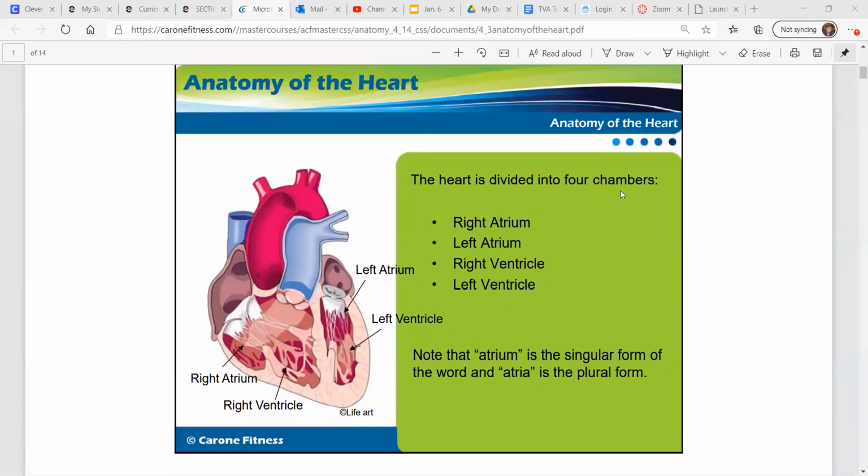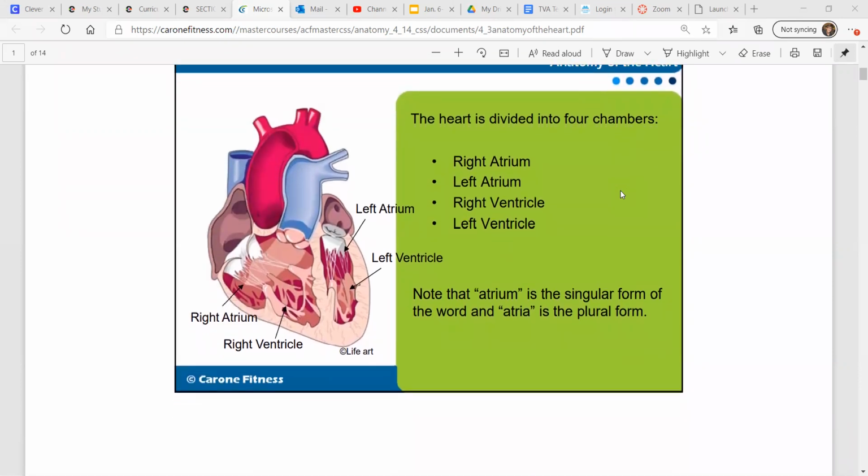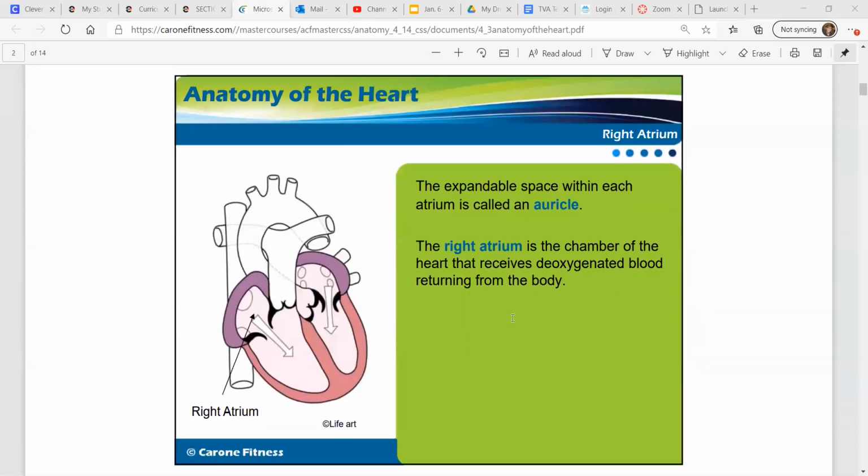We divide the heart into four chambers: the right atrium, the left atrium, the right ventricle, and the left ventricle. Note that atrium is the singular form, and atria is the plural. So one atrium, two or three atria. The expandable space within each atrium is called an auricle.